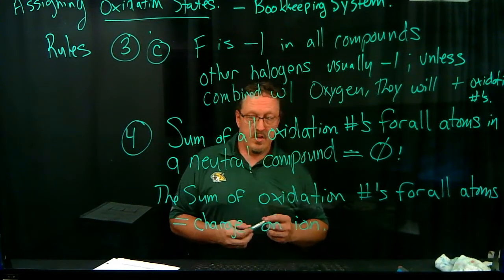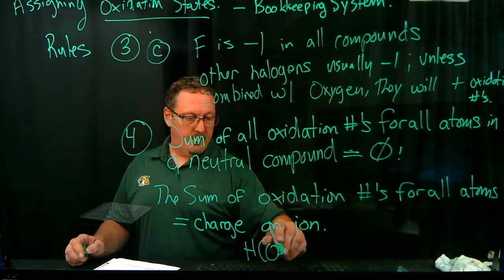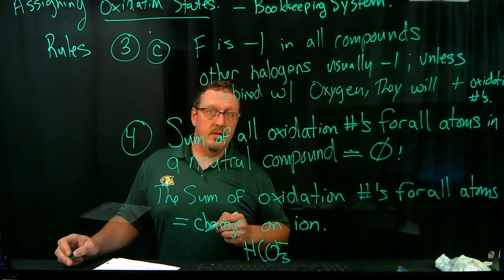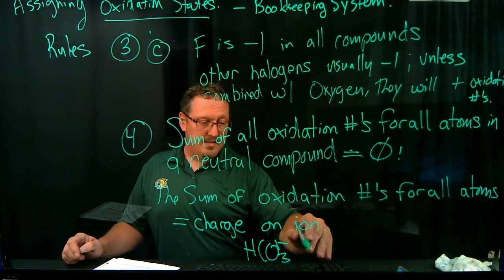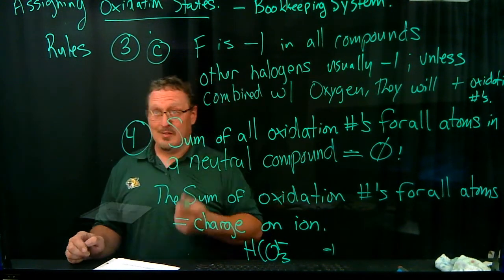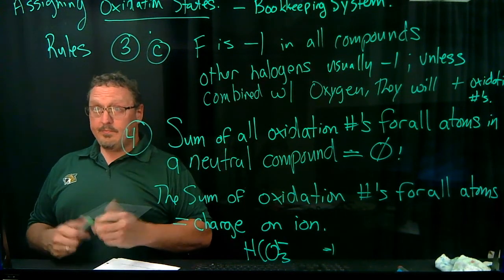Okay, so if I have, I don't know, HCO3 with a -1 charge, that means then that the sum of all the oxidation numbers for that has to equal a -1. And so that's how we're going to figure this out. And I'll show you what that looks like in class. Okay? So with that, that's what we got.